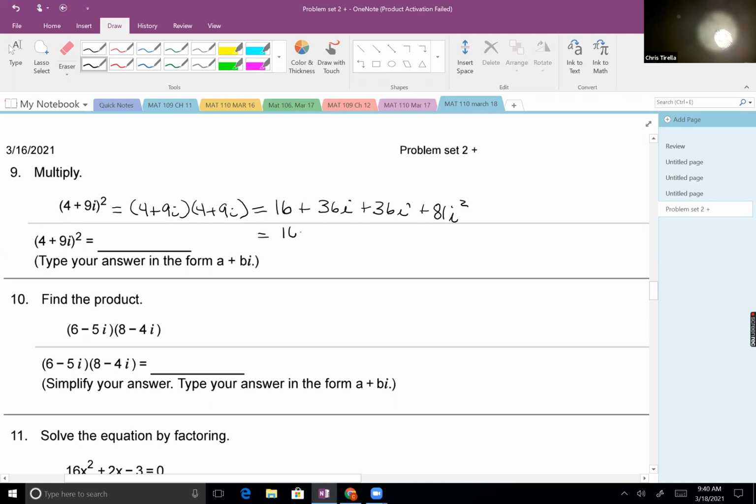So this becomes 16 plus, let's see, we can combine those. That would give me 72i minus 81. And then 16 minus 81 would give me negative 65 plus 72i. How's that one?